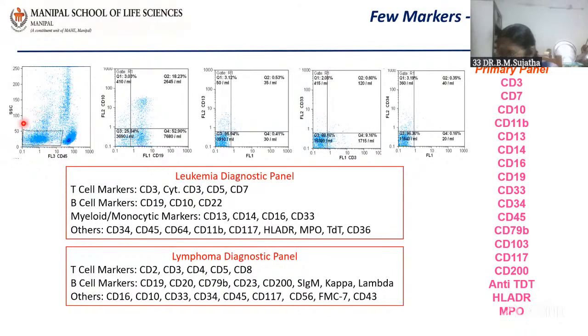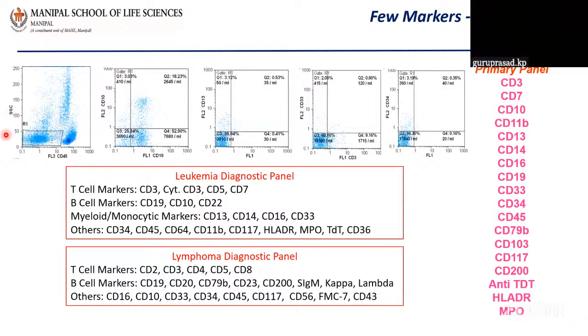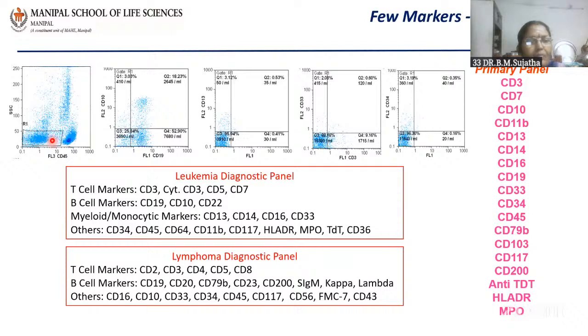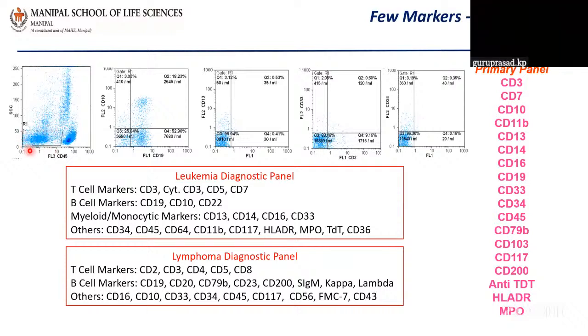Suppose I mark this, I am actually marking this now. Now I wanted to know what other markers are expressed in this CD45 dim population. Are you understanding my point? For that, in the same tube, I have added other antibodies. When I am running the sample on the machine, I have added many antibodies, not only CD45. I have added CD19 also. I have added CD10 also. Now what I do, I make another plot and I put a gate on this. I apply gate 1 here. Can you see here?